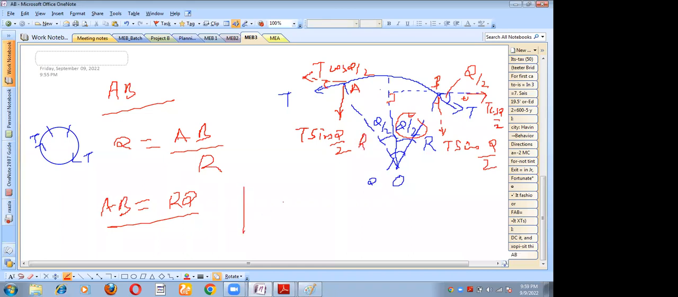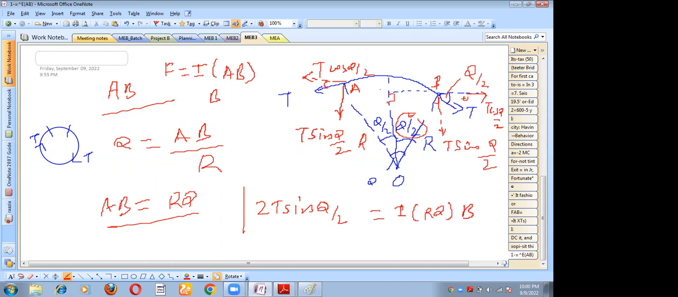So now we have seen from this diagram that the total force will be equal to 2T sin theta by 2 in the downward direction. Right? And also we know, what is the force due to the magnetic field? We have seen that F is equal to I into the length, for which we have to take the arc length AB, and B the magnetic field. So what will be the force? That should be equal to I, and what is the value of AB? R theta into B. Understood?